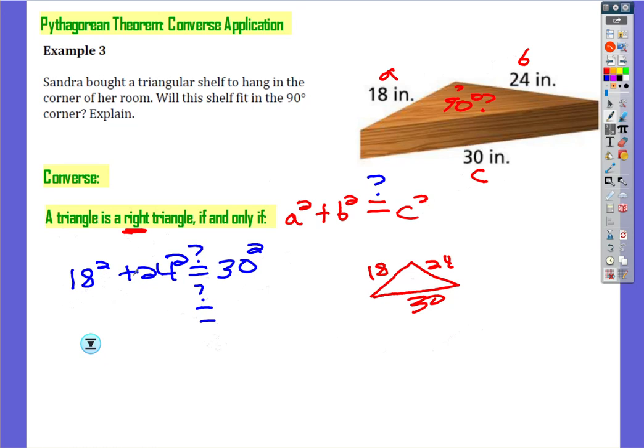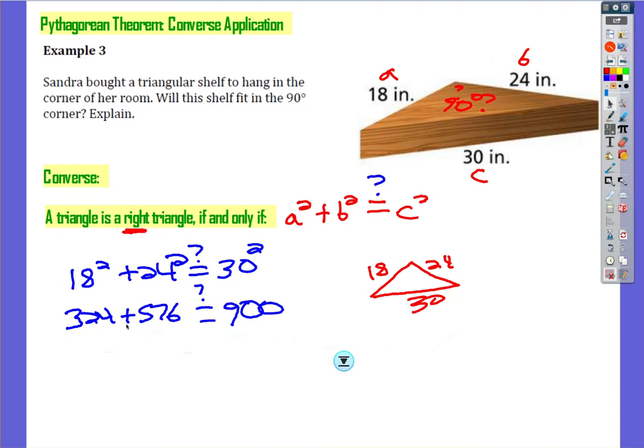So I'll take 18 squared. That will give me 324. We'll take 24 squared. That is equal to 576. And we'll see if it's equal to 30 squared, which evaluates down to 900. So the right-hand side is pretty much as simplified as we can get.